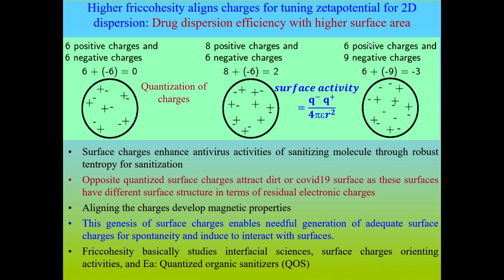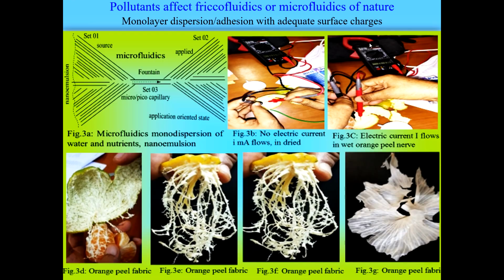So now another one, surface charges. This is the surface charge dynamics, a very, very important thing. If it is more negative, it is completely zero, so it is a highly stable nanoemulsion. But if it is a more positive charge, then the ingredients will try to aggregate, and similarly the reverse with the negative. So this science is used to develop the quantized organic sanitizer.